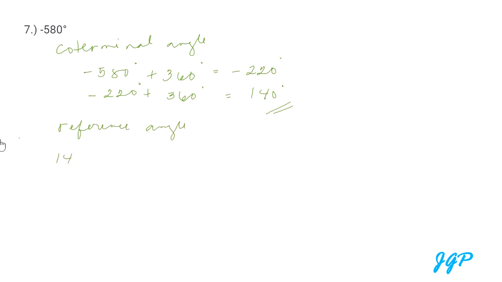Okay, using 140 degrees. Again, first step ulit, find the location of your 140 degrees. And this one is located in quadrant 2. And to find the reference angle sa quadrant 2, ang formula natin is 180 degrees minus the given angle. So, 180 degrees, ang given angle natin is 140 degrees. And to simplify that, our reference angle is equal to 40 degrees. Meaning, the reference angle of negative 580 degrees is equal to 40 degrees.